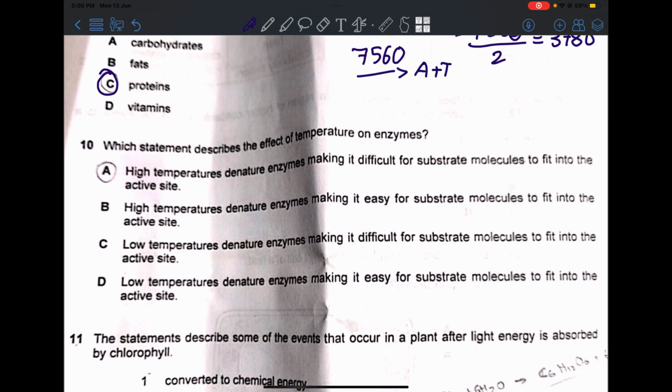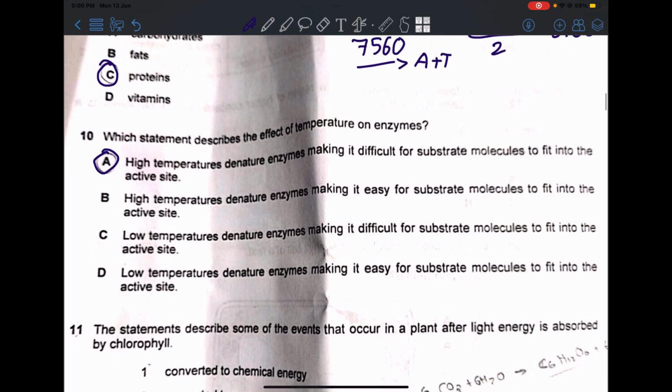Number 10, which statement describes the effect of temperature on enzymes? Now we know in enzymes, whenever the temperature is increased beyond the optimum, it's going to denature the enzymes, meaning that the active site shape is going to be changing, so the substrate is no longer going to fit into the active site. So that is going to leave the enzyme no longer able to catalyze any more reactions. So A actually describes the situation that I have just explained very accurately. High temperature denatures enzymes, making it difficult for the substrate molecules to fit into the active site. So this is going to be our answer.